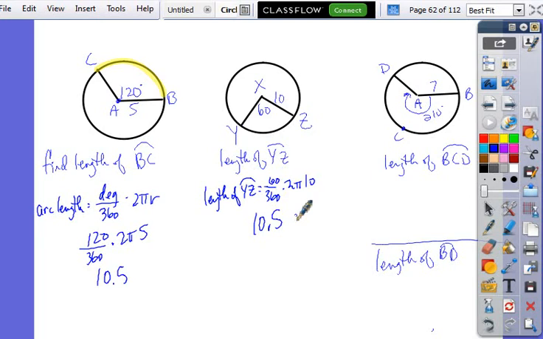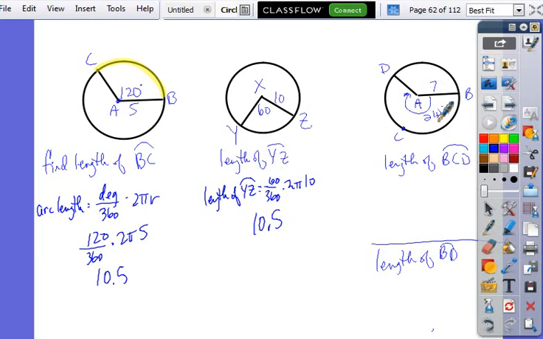All right, can we do the third one over here? On this last one, this little curve thing right here is telling you that that angle is 210. So use that and see if we can find both of these right here.